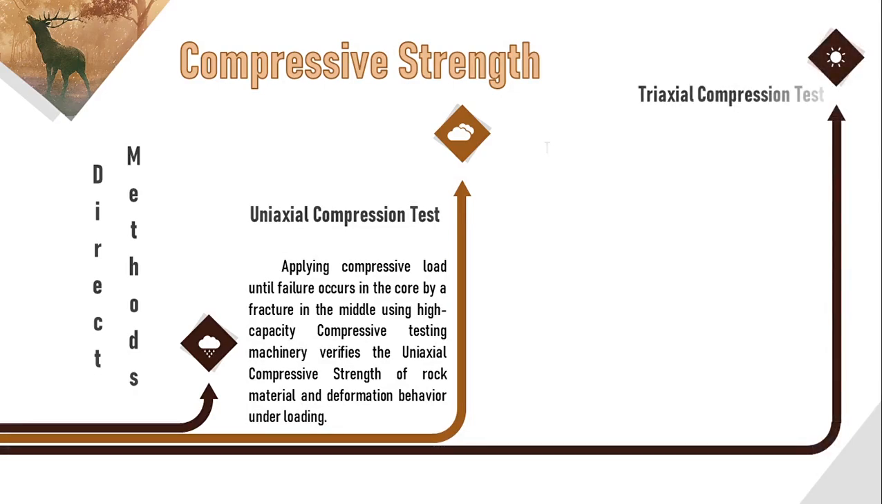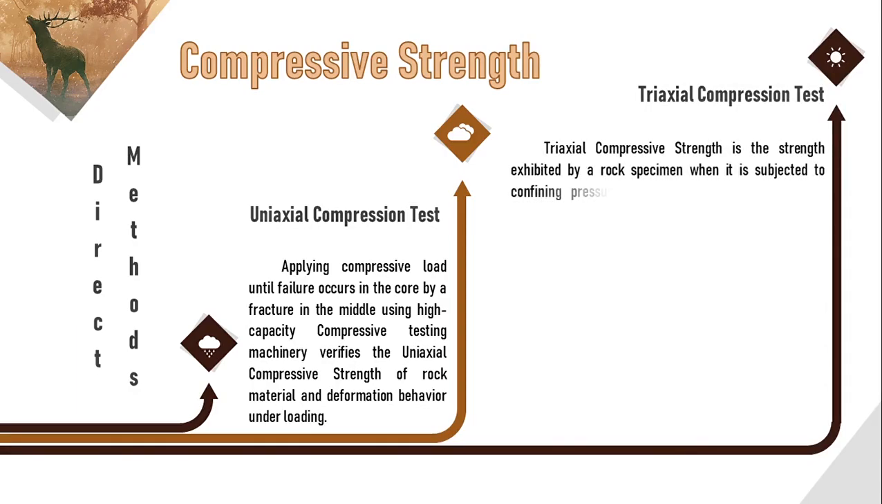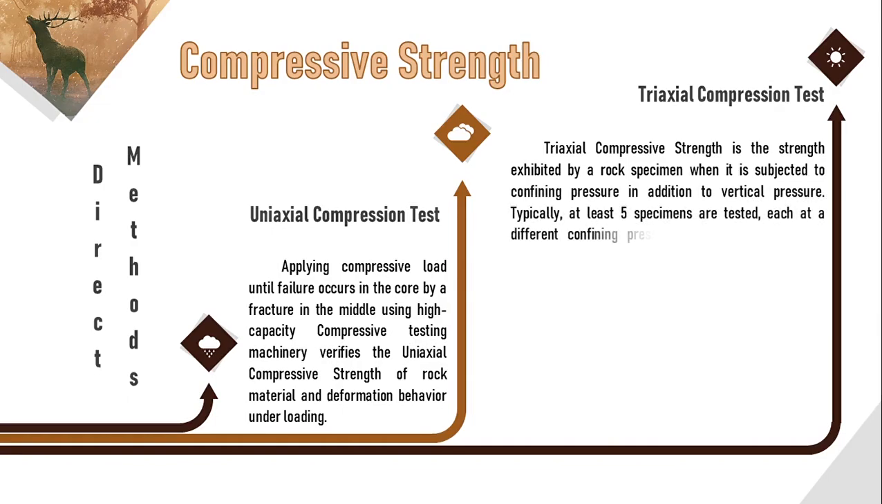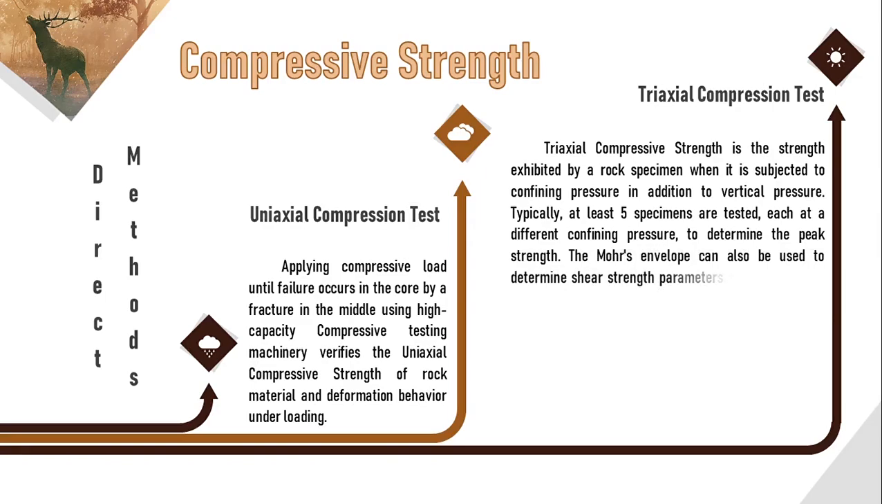Triaxial compression test. Triaxial compressive strength is the strength exhibited by a rock specimen when it is subjected to confining pressure in addition to vertical pressure. Typically, at least 5 specimens are tested, each at a different confining pressure, to determine the peak strength. The Mohr envelope can also be used to determine shear strength parameters of rock materials using these tests.